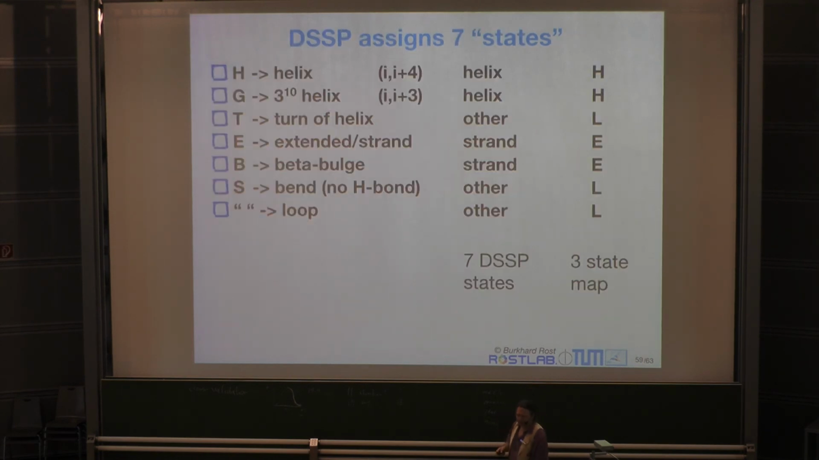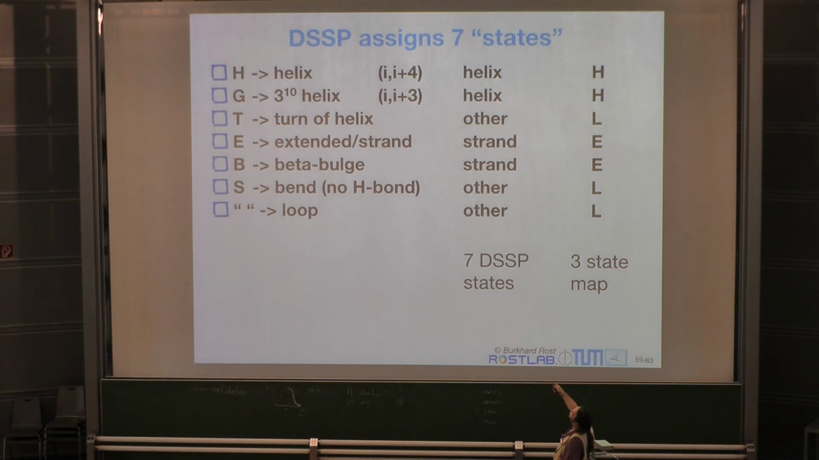And in this idea, DSSP assigns 7 states. This is the detail of the 7 states. So there are different helices. I and I plus 4 is the typical, what is called the alpha helix. This is the so-called 3-10 helix, whereas I plus 3, then there are slightly different types of helices. Overall, there are 7 DSSP states that relate to 3 major things: helix, strand, other.